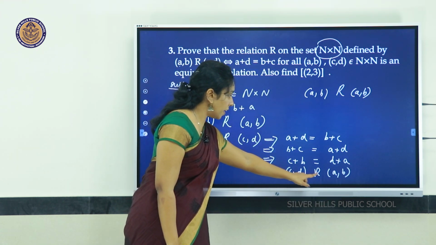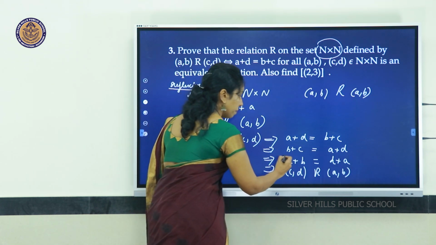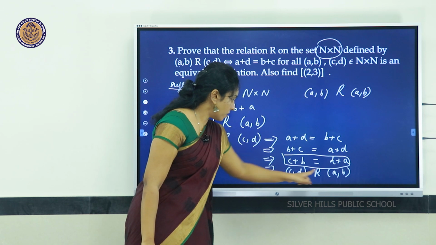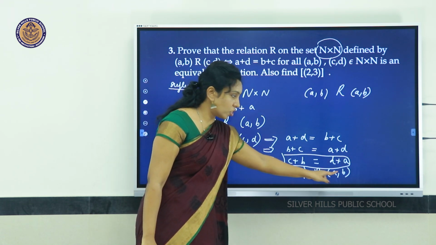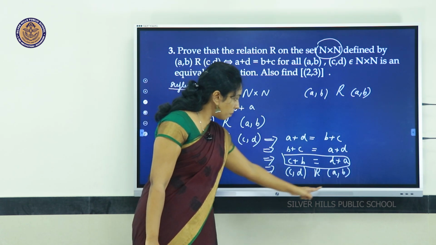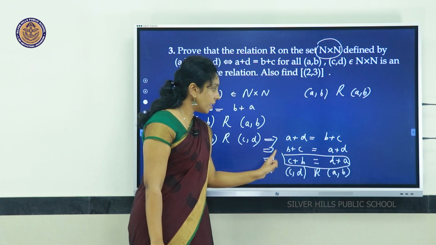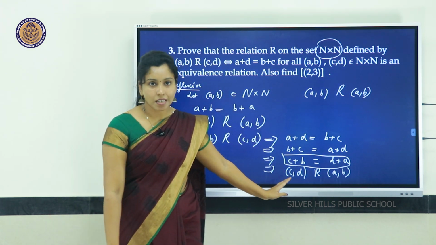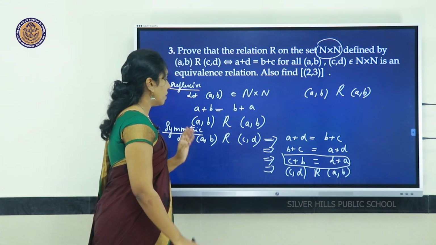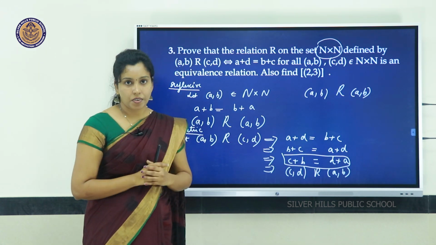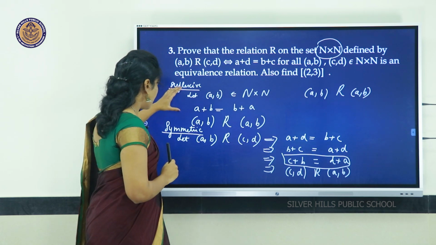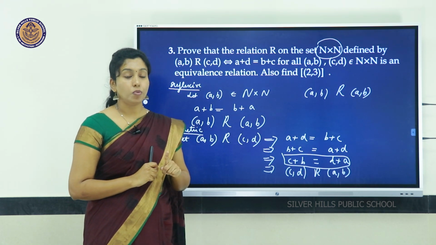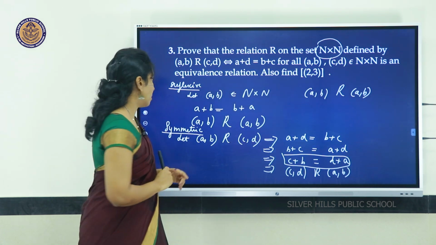If CD is related to AB, C plus B, yes, equal to D plus A. So, what we did is correct, and what did we prove? The given relation is symmetric. So, it is reflexive, symmetric, and one more part we need to prove, that is transitive property.